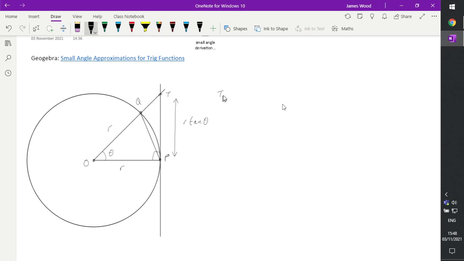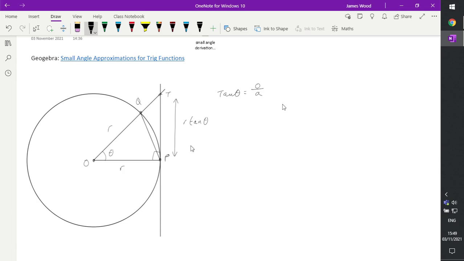The reason for that, if you think about it, tan theta is opposite over adjacent. This is my opposite here, T to P, and my adjacent is r. So I can say that tan theta is TP over r, or if I rearrange that, TP is r tan theta.